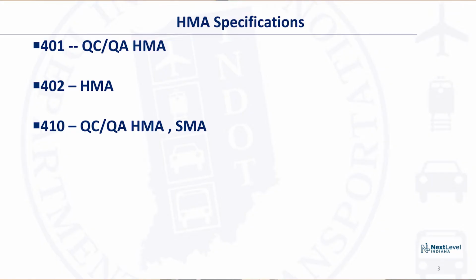So to begin with, there are three main sections related to HMA: the 401 section, the 402, and the 410. 401 is QCQA. That's where we take the samples and test them. 402 is your lower quantity, where it's accepted by certification. And 410 is your stone matrix asphalt.